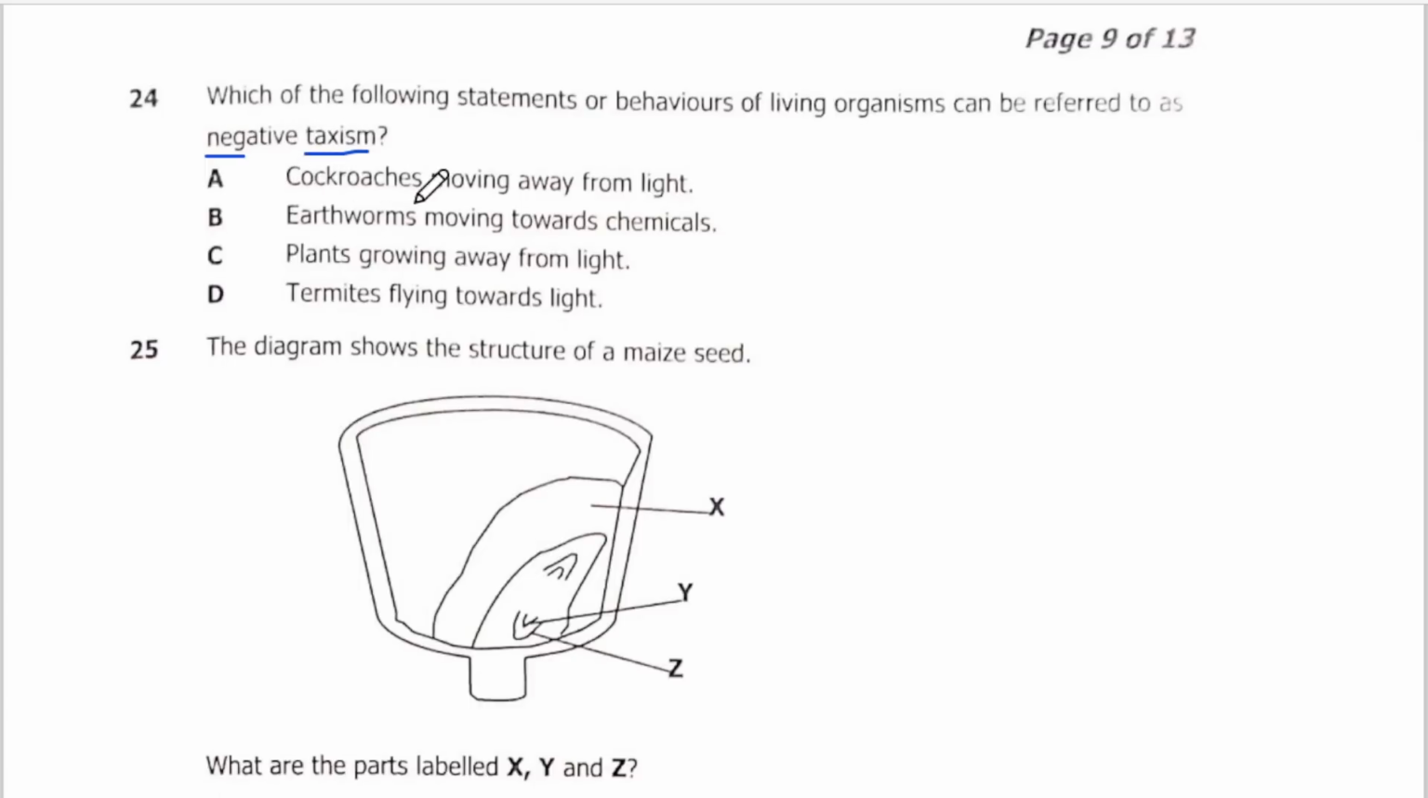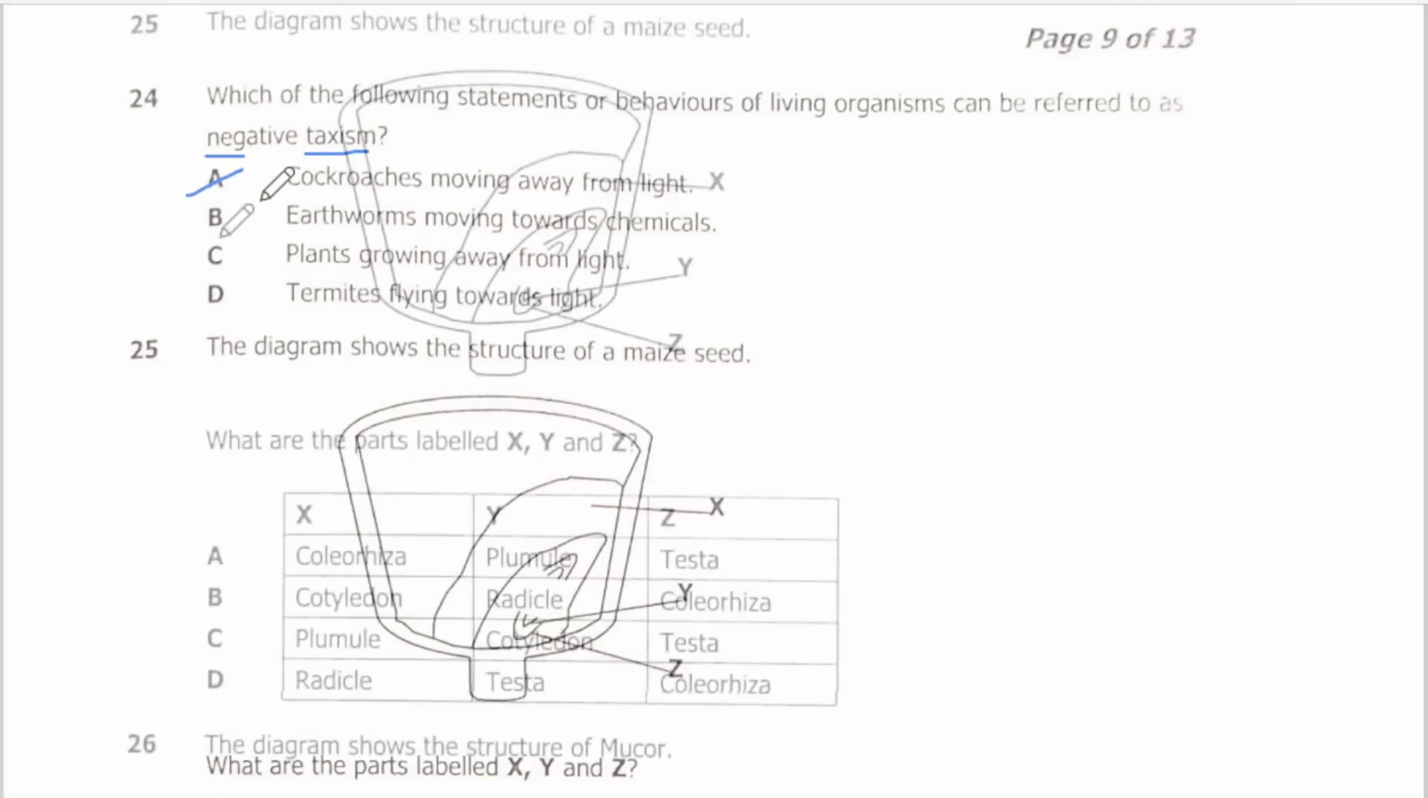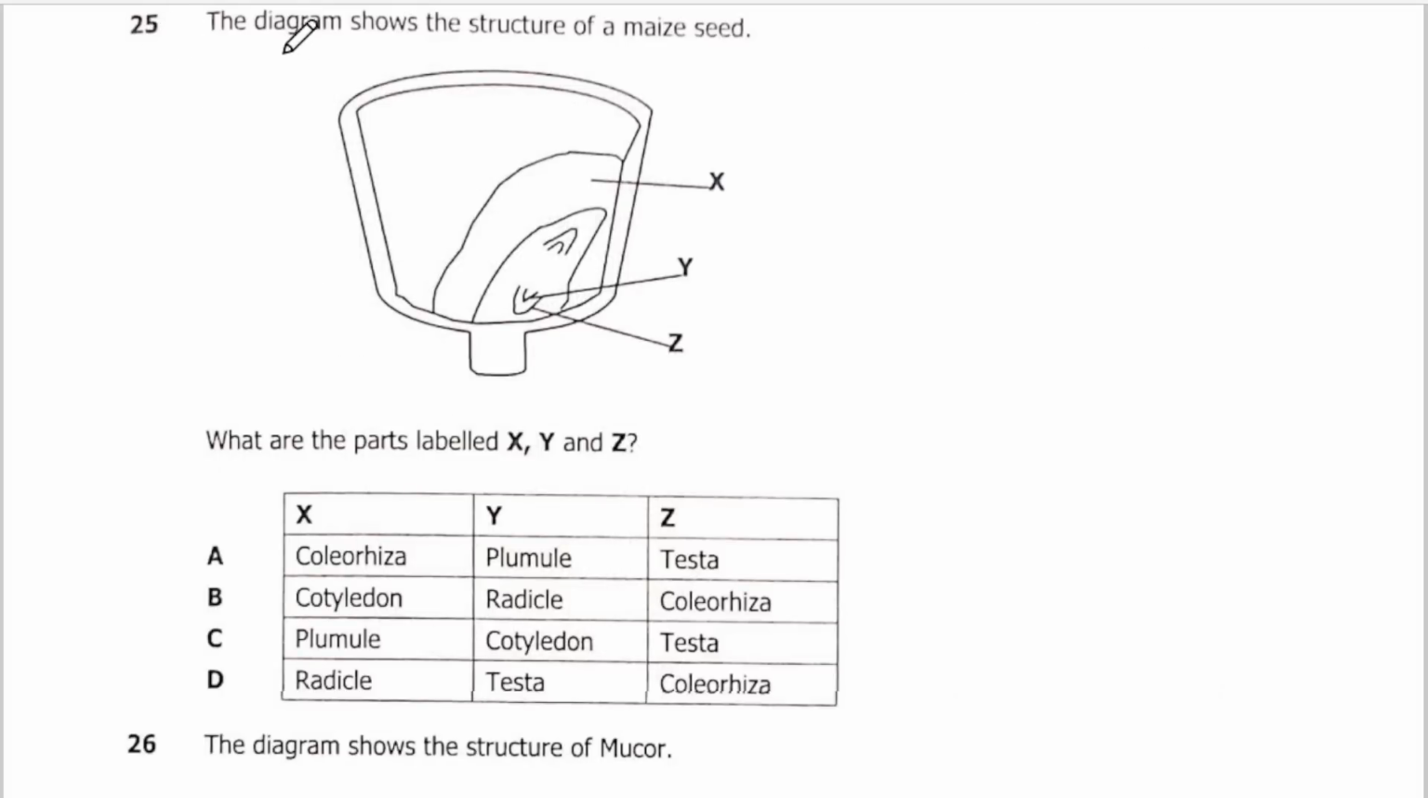So the cockroach moving away from light, yes, this is negative taxis. 25. The diagram below shows the structure of a maize seed. So we have it labeled X, which is the embryo. We have Y, which is the radicle, and we have Z, which is the chorioryzo. What are the parts labeled X, Y, and Z?